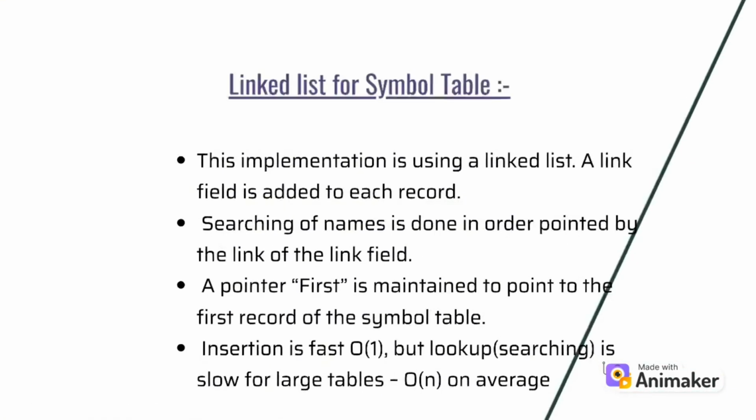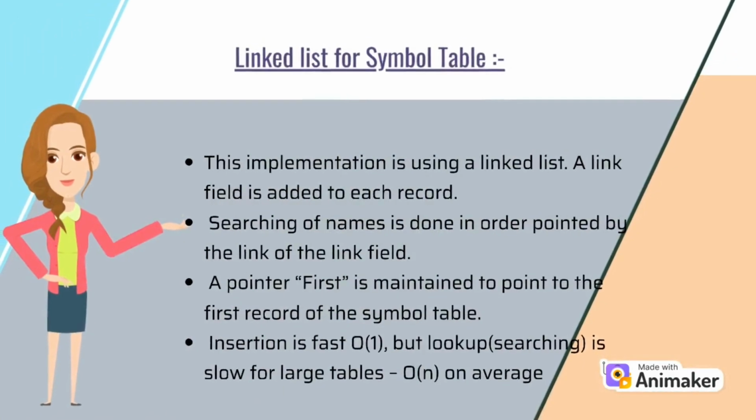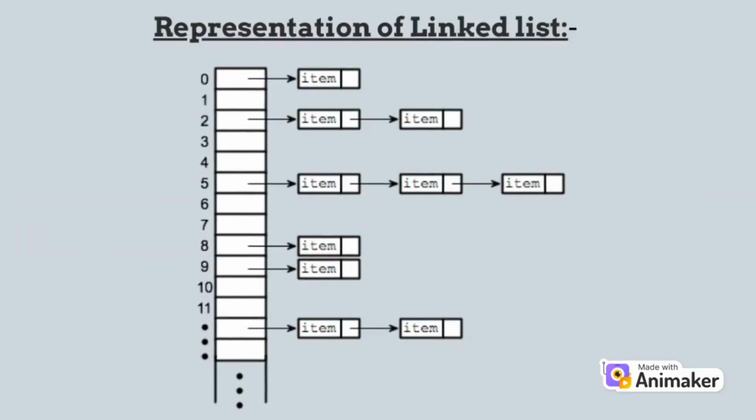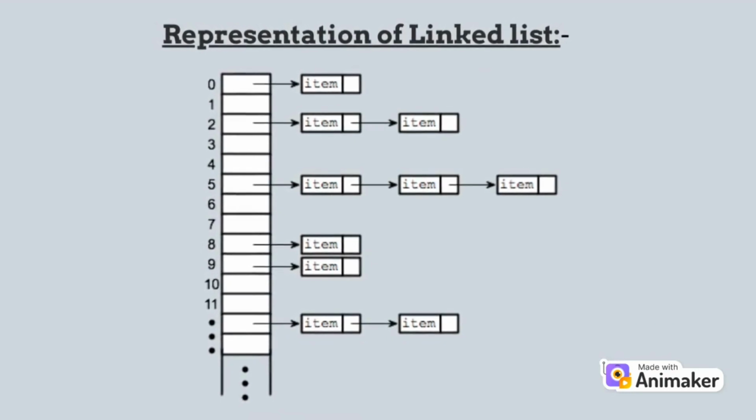Next is implementing symbol table using self-organized list. This implementation is using a linked list. A link field is added to each record. Searching of names is done in the order pointed by the link of the link field. A pointer first is maintained to point to the first record of the symbol table. Insertion is fast, that is O(1), but lookup, that is searching, is slow for large tables, O(n) on average. Here you can see how the symbol table is represented using linked lists.